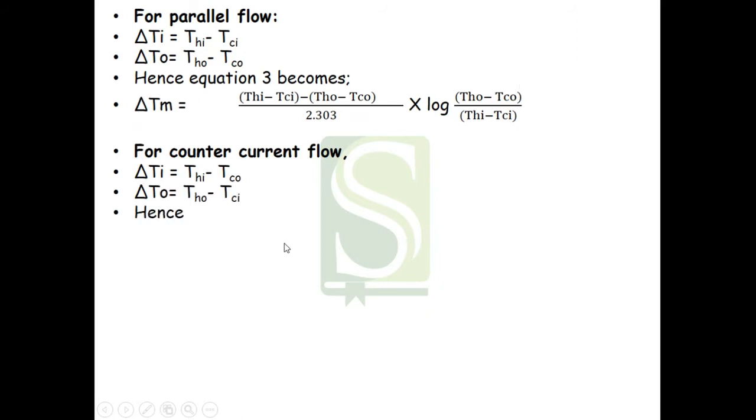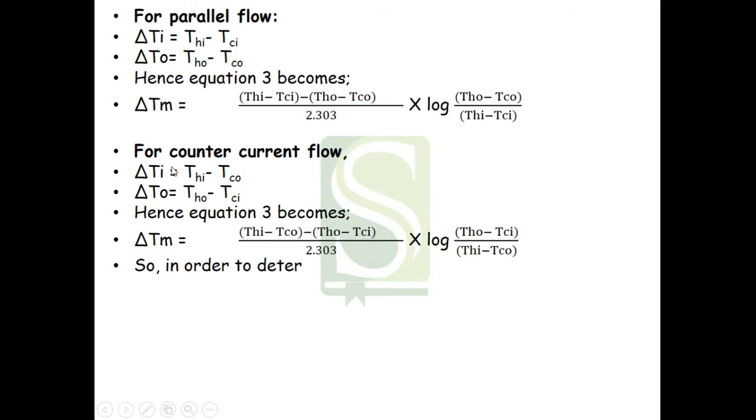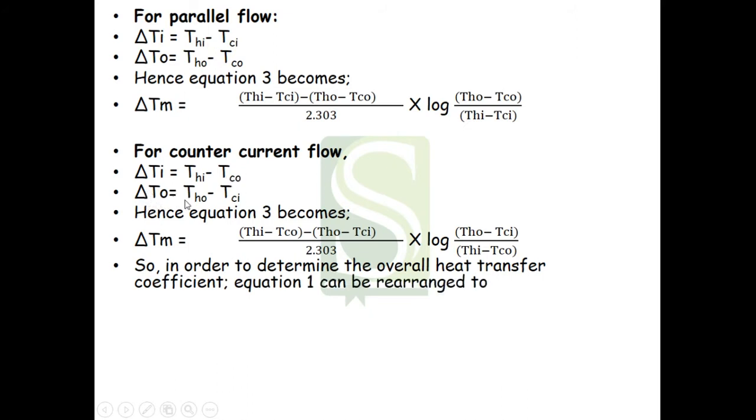Now we will see for countercurrent. Delta Ti, the temperature difference at inlet, is Thi minus Tco, and delta To is equal to Tho minus Tci. So equation 3 for countercurrent can be written as delta Tm is equal to Thi minus Tco minus Tho minus Tci upon 2.303 into log of Thi minus Tco upon Tho minus Tci.